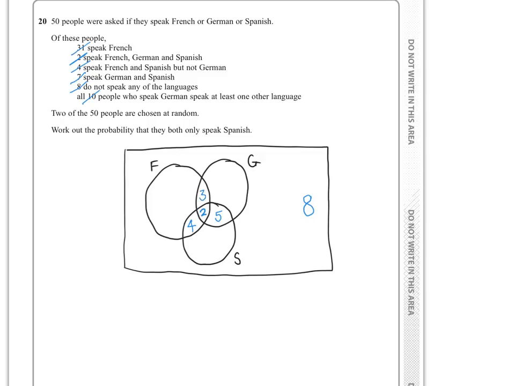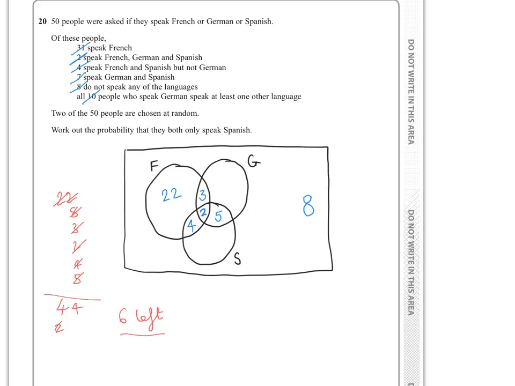Then go back up to the top. 31 speak French. Well, we've already got 4, 6, 9, so that would leave 22 in here. So what have we got so far? We've got 22 and 8 and then 3, 2, and 4, and 5. So if we add those up, we're going to have 10, 13, 15, 24. So that's 44. So there's 6 left.